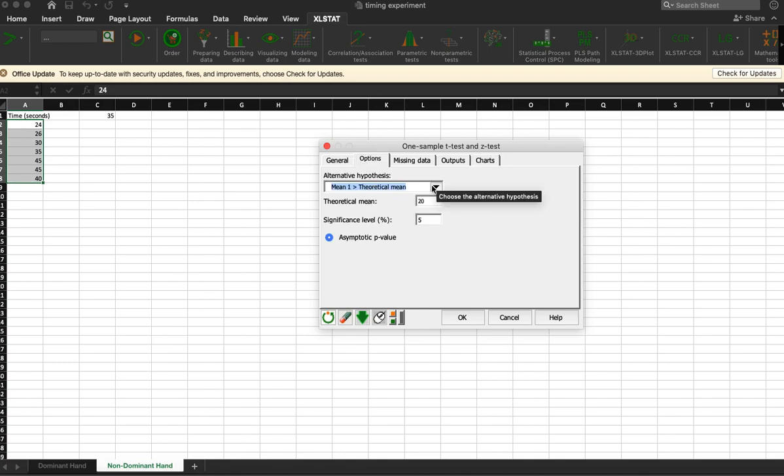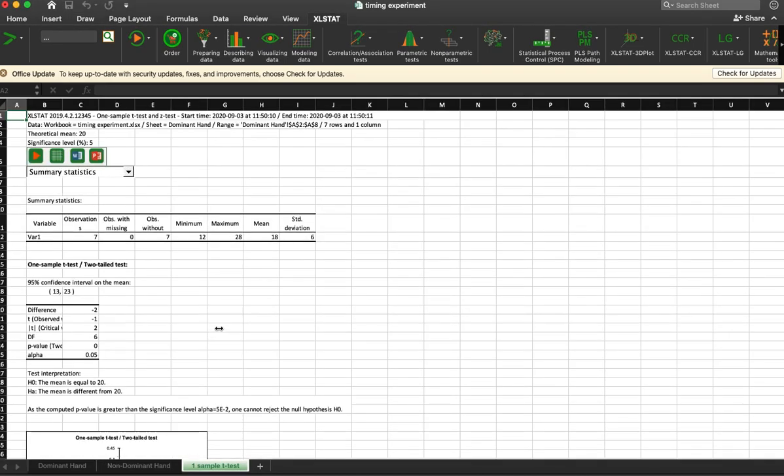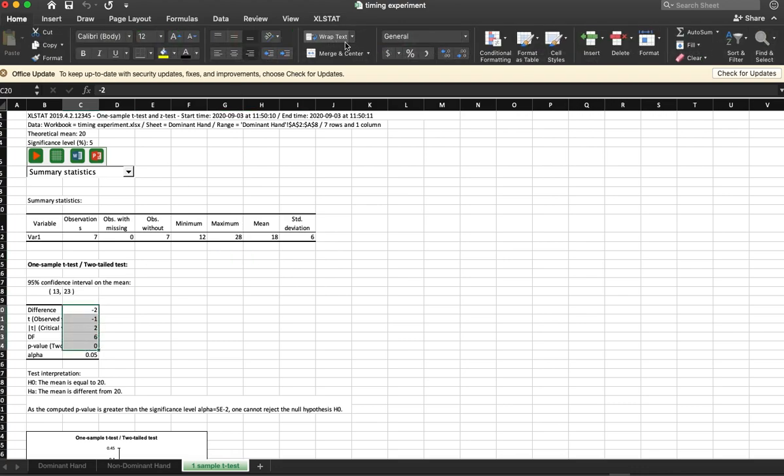Let's go back here. Let's say equal. Now we're talking about a two-tailed test because it's equal. All right. And we're going to run this. We get the same information we got before. We get the confidence interval and the mean, the standard deviation. We get our p-value.